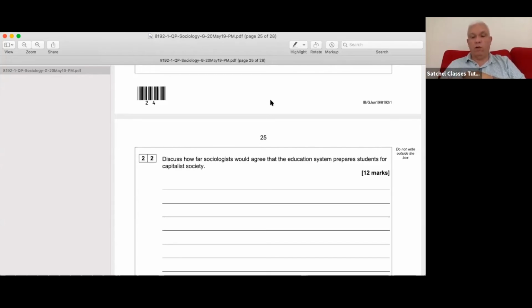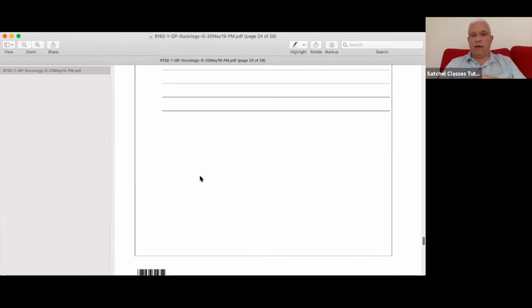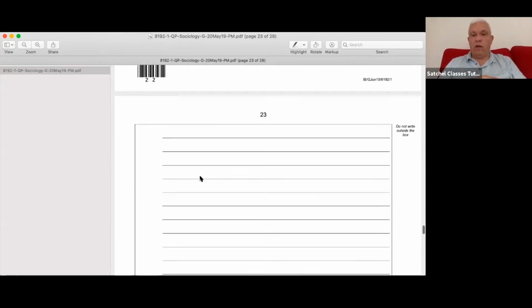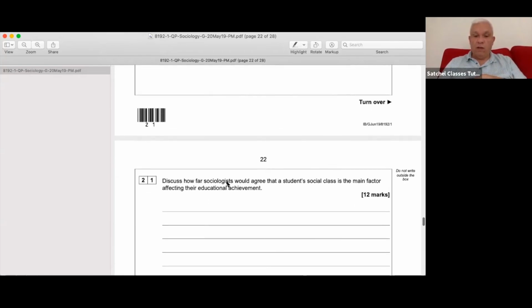Also, one thing I would do, and I used to see a lot of this when we used to see exam papers sent to us, was please highlight some of the key words. So on this particular one, you should have highlighted education system, capitalist society. It gives you an idea so you don't miss out certain words, you make sure you understand the question, and are tackling the question. On the other 12 marker, you would look at student social class, educational achievement. So it focuses you on the question.